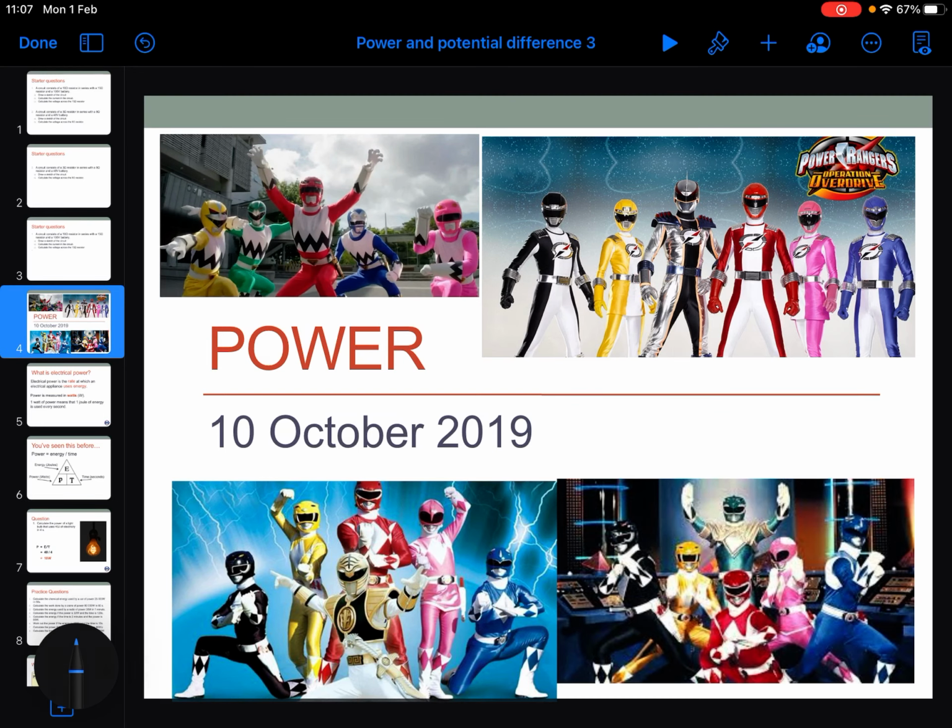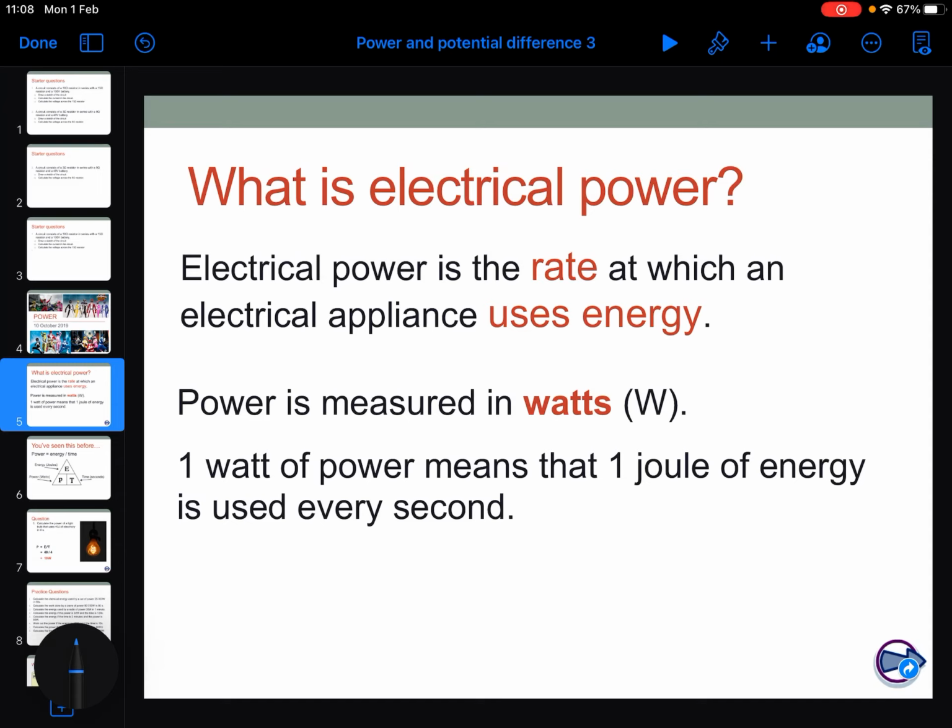That's it, really. So, first thing, electrical power is the rate at which an electrical appliance uses energy. It is measured in watts. 1 watt of power means that 1 joule of energy is used every second.